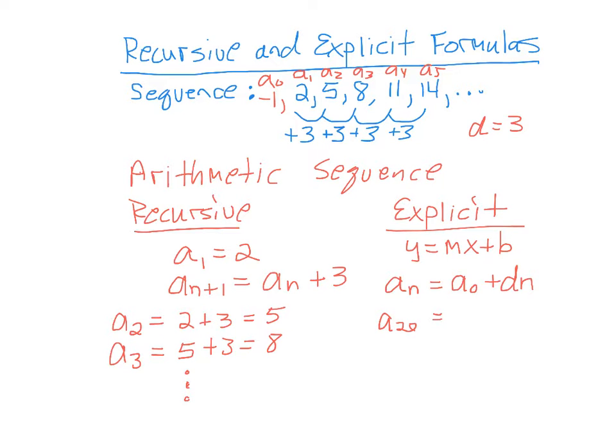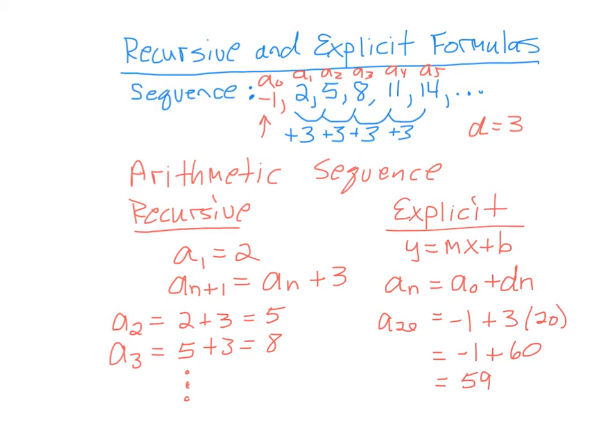then I plug in a sub 0. Well, we already found a sub 0 up here. We went backwards, we found it, and that is negative 1. And then I'm going to simply add to that my common difference d, which is 3, multiplied by n. Well, n is 20 because we're trying to find a sub 20. And now I can just do the math here. Negative 1 plus 60. And so I end up with a value of 59.